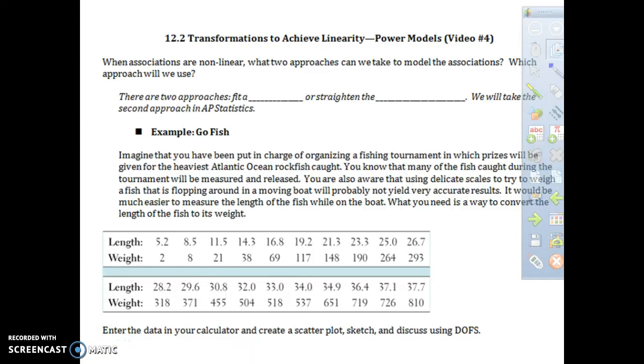Hey guys, we're doing 12.2 today, transformations to achieve linearity. We're going to start with power models.